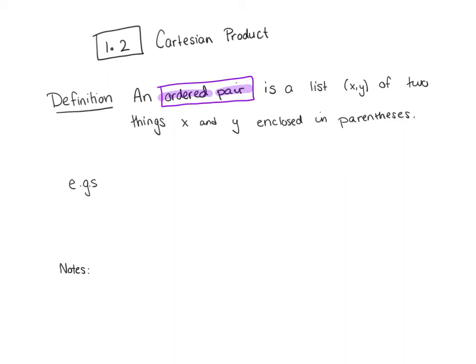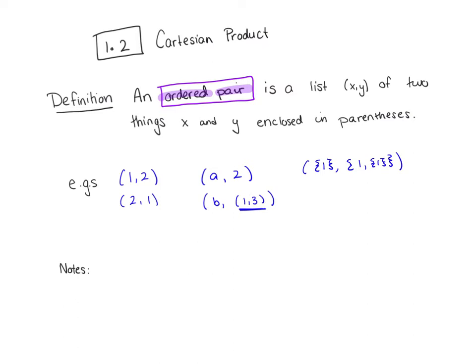So I could have (1, 2) as an ordered pair. I can have (2, 1). I don't have to necessarily have each item in my pair being a number. So maybe I could have (a, 2). And I could even have something like (b, (1, 3)). So the second thing here is an ordered pair. I could have the first thing in my ordered pair be a set, and the second thing be also a set. Right, so the big defining characteristic here is that order matters, and there's only two things that are listed.